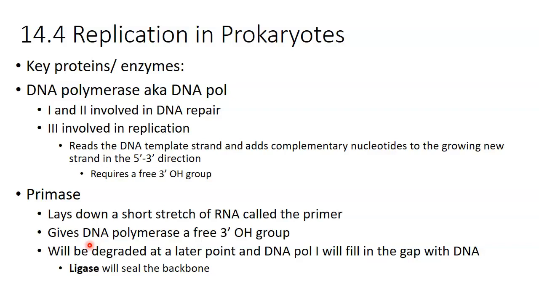So DNA polymerase 3, the most important player here, is going to read the DNA template strand, and it's going to add bases to the new strand in a complementary fashion. And it's always going to work in the 5' to 3' direction. One of the caveats, one of the downfalls of DNA polymerase is that it has to have a free 3' hydroxyl group to add the next DNA nucleotide to. If it doesn't have it, it doesn't work. So that creates a problem.